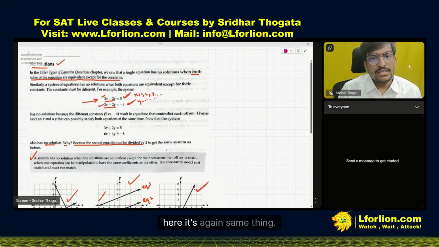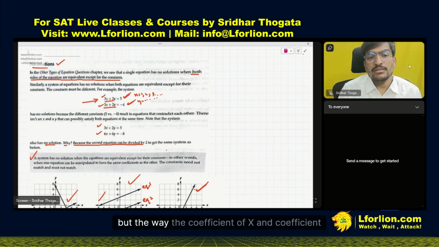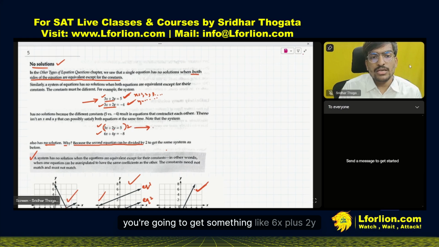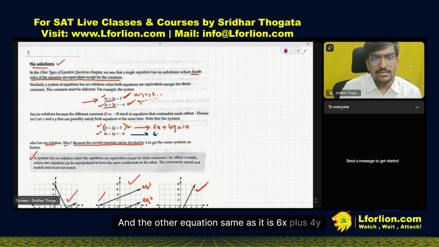Now, here it's again the same thing. You see these two equations are almost similar, but the coefficient of x and coefficient of y values are not the same. But if you just multiply this equation by 2, you're going to get 6x plus 4y equals 10, and the other equation stays as it is, 6x plus 4y equals 8.